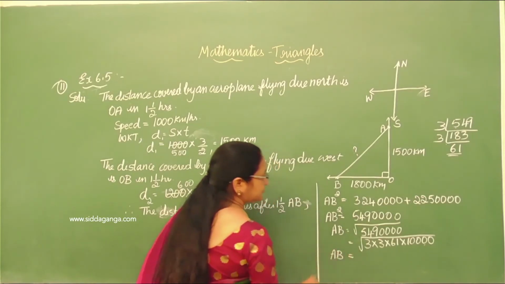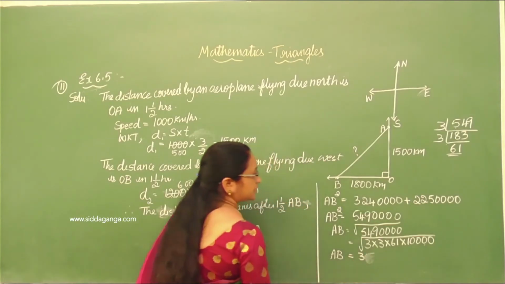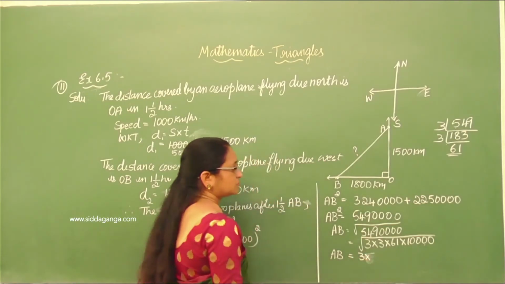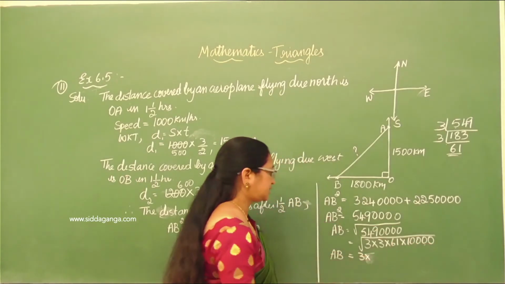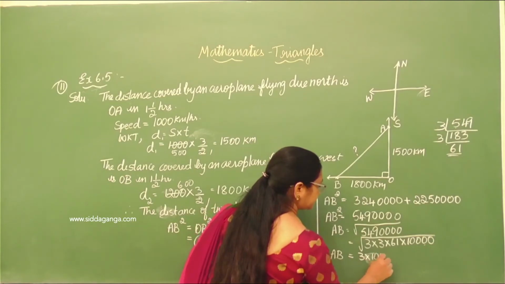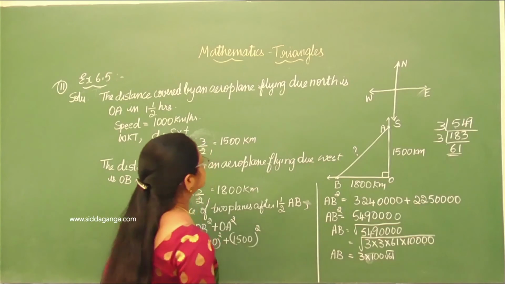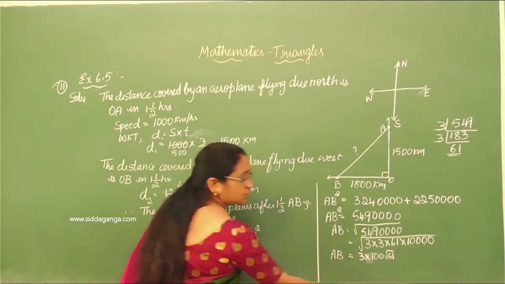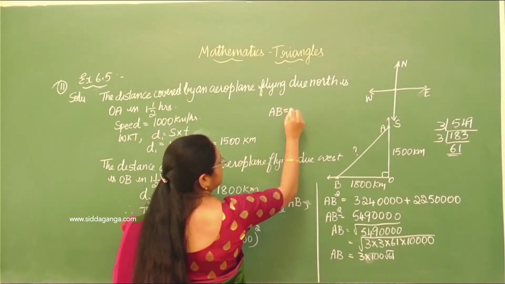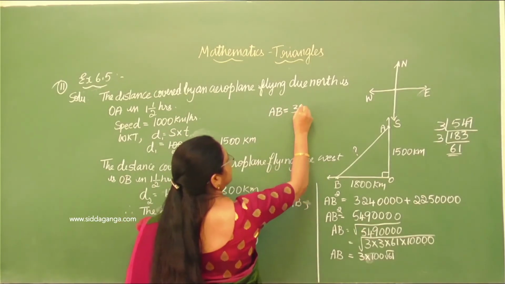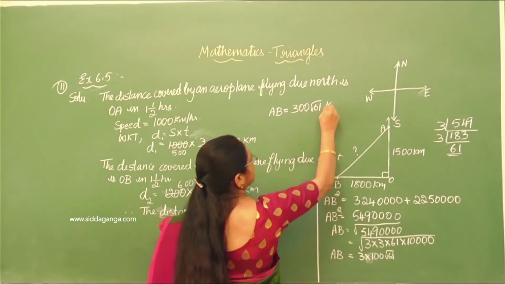AB is equal to 3 into 100. So this is the square root of this is 100. So 100 into root 61. So what is the answer? If you are not able to see here, I'll write here the answer. AB is equal to 300. So 3 into 100, 300 root 61 kilometer.